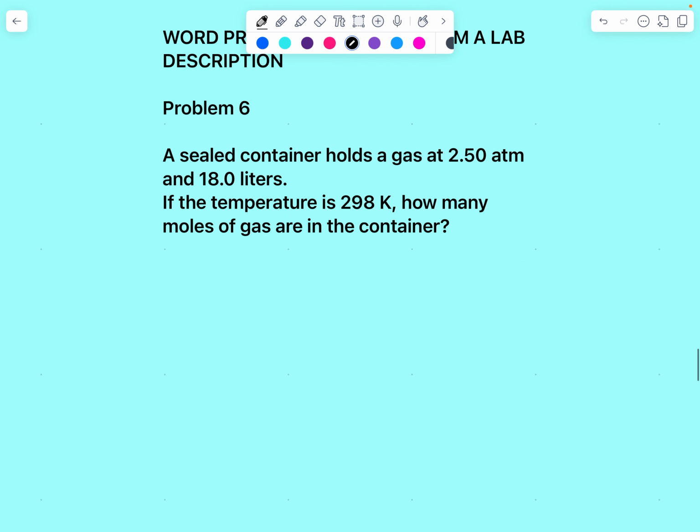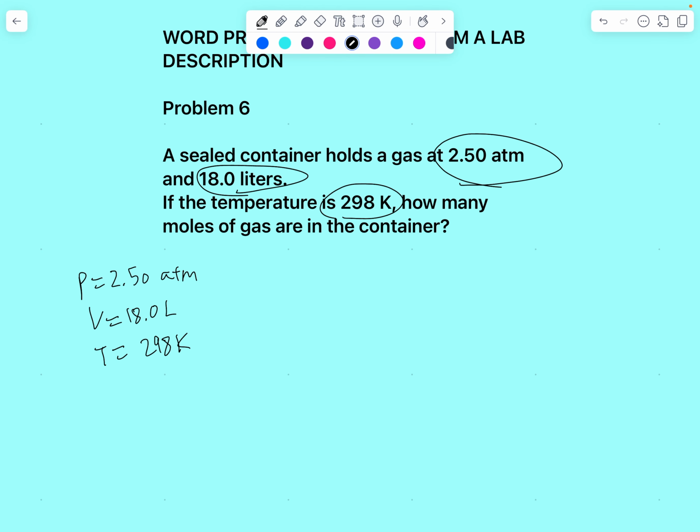So let's identify what we know. We know pressure is 2.50 atm. Volume is 18.0 liters. The temperature is 298 Kelvin. This is all stuff they just told me. That's the pressure unit, that's the temperature unit, that's the volume unit. How many moles of gas are in the container? I don't know that, so I have to find n.